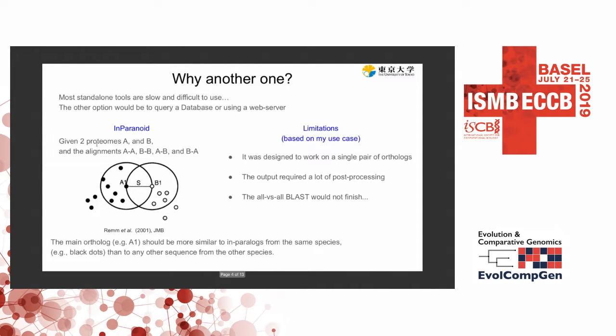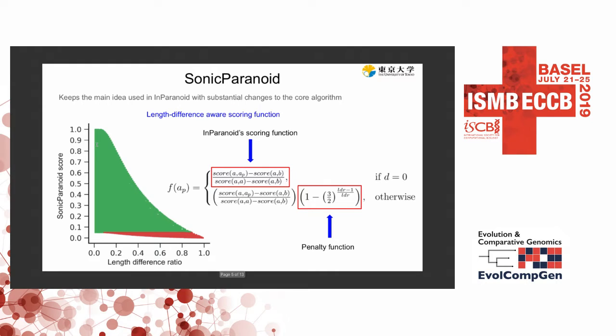And then in my case, I had lots of proteomes to analyze, and I didn't have much time, right? And so ISMB is designed to work with two proteomes, so I had to do lots of scripting anyway. And then we made SonicParanoid, in which basically we keep the idea from the slide that you've seen before, and then we made quite a few changes on the core algorithm.